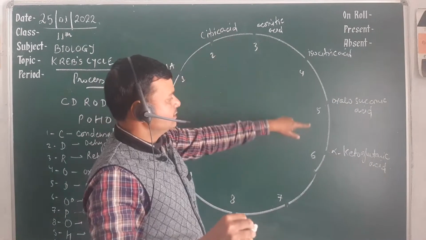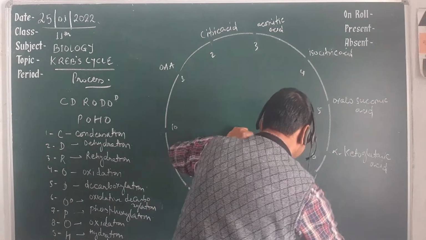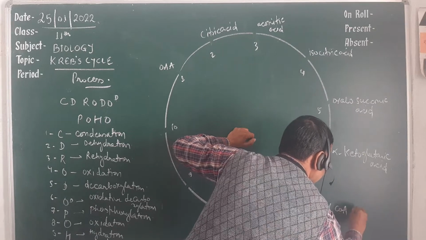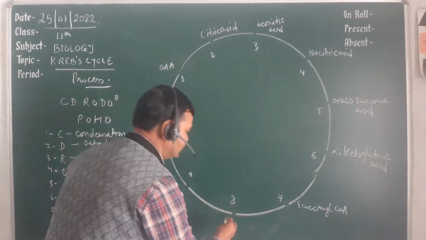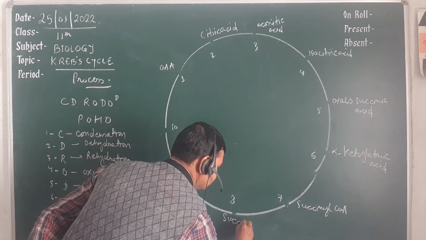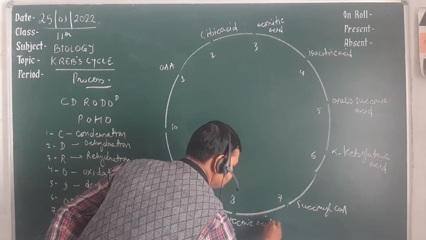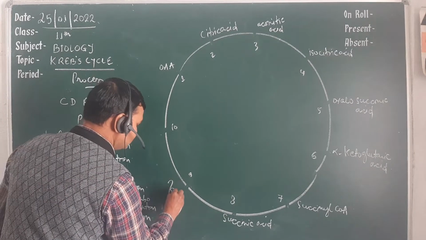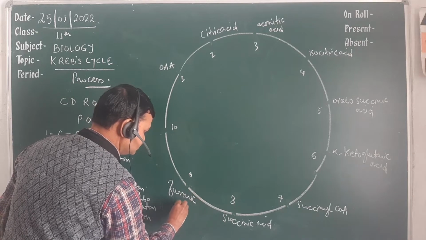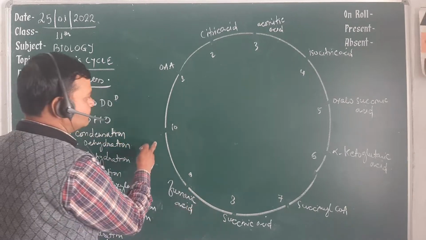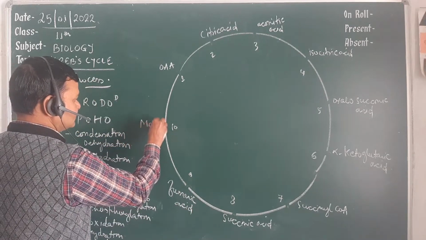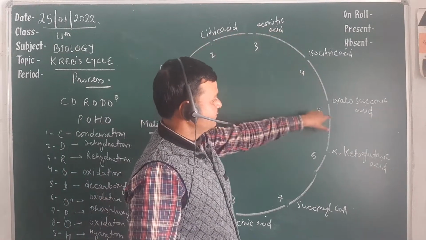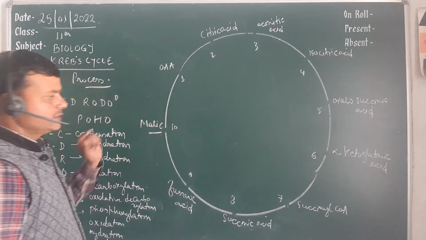O citric acid is of course a silly. Silly means succinyl coenzyme A. Silly, stupid. Stupid means succinic acid. Silly, stupid, funny. Funny means fumaric acid. Molecule means malic acid. The cycle is here. O citric acid is of course a silly, stupid, funny molecule.